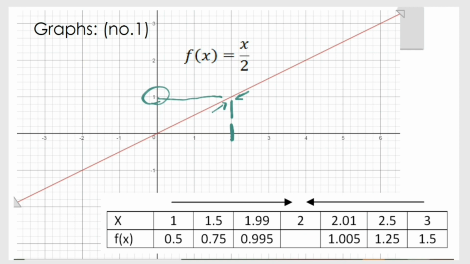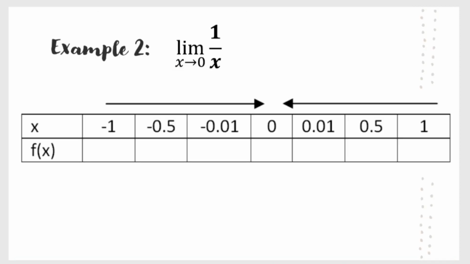Another example, suppose you have a function f of x equals 1 over x as x approaches 0. Here we have the table of values of x from left and right of 0. From the left, we have negative 1, negative 0.5, negative 0.01. And from the right, we have 1, 0.5, 0.01. If we evaluate the values of our function from the left, we have negative 1, negative 20, and negative 100. And from the right, we have 1, 20, and 100.